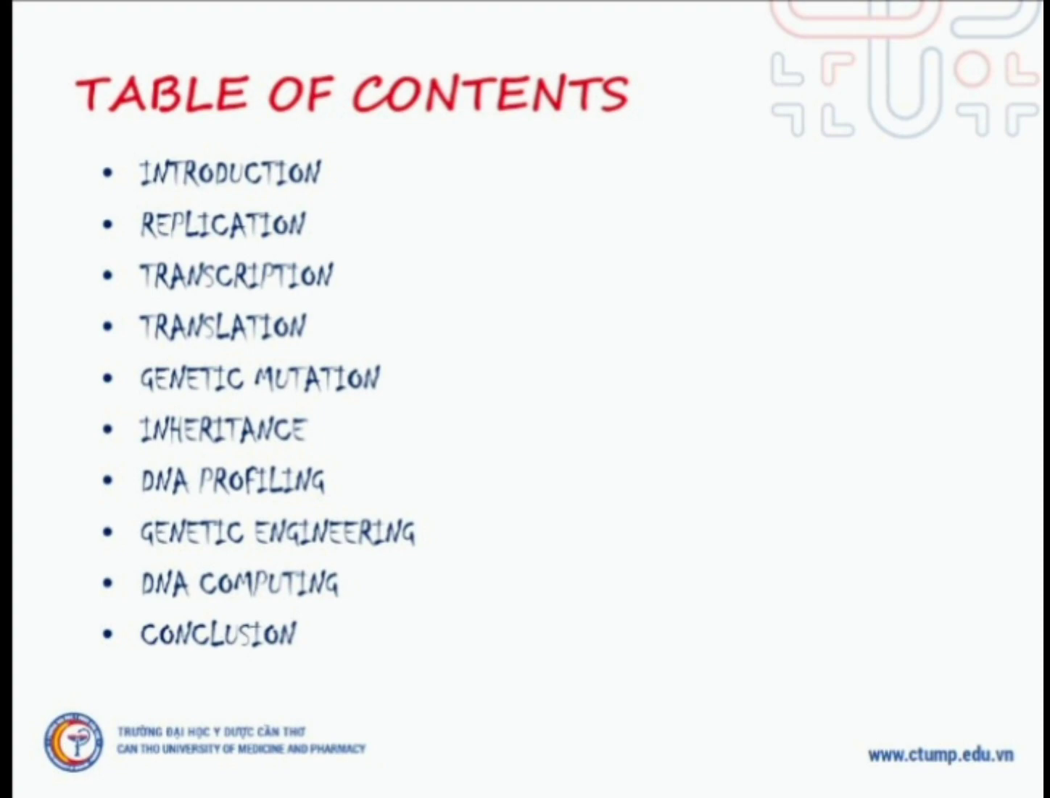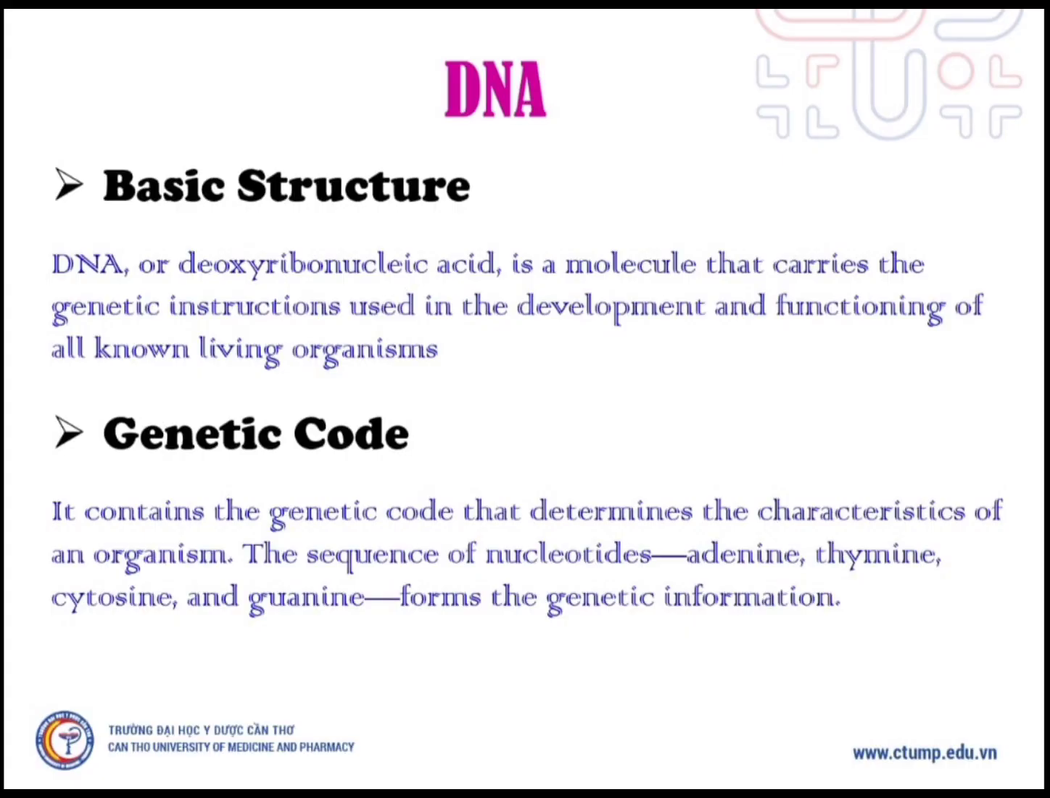Now we are going to see about the topic DNA. Basic structure of DNA. DNA, or deoxyribonucleic acid, is a molecule that carries the genetic instructions used in the development and functioning of all known living organisms. Genetic code. It contains the genetic code that determines the characteristics of an organism. The sequence of nucleotides, adenine, thymine, cytosine, and guanine, forms the genetic information.